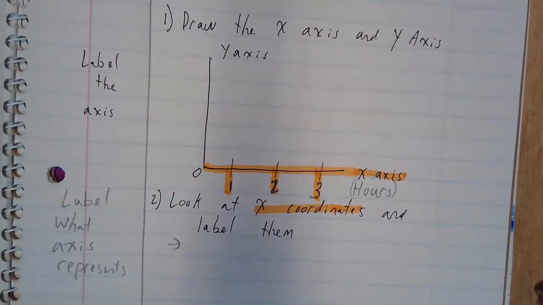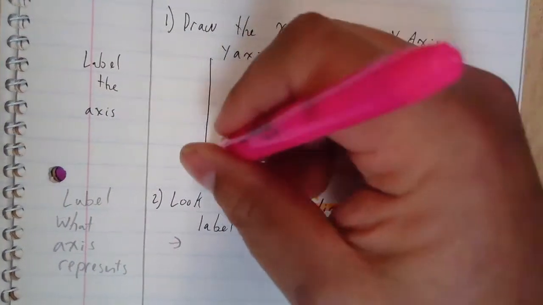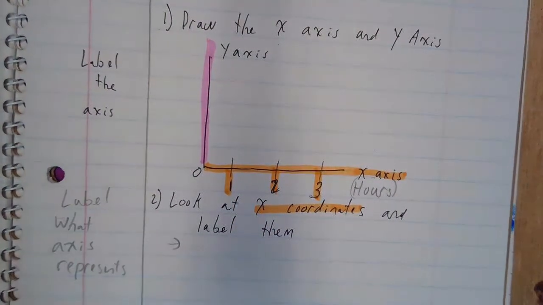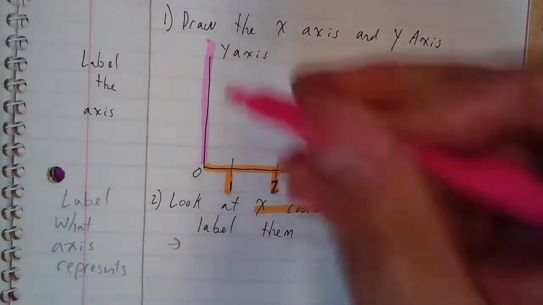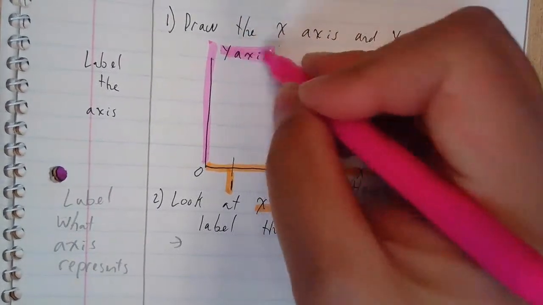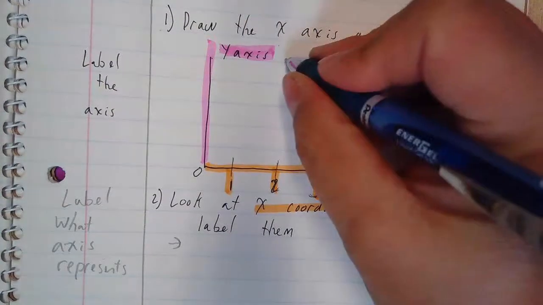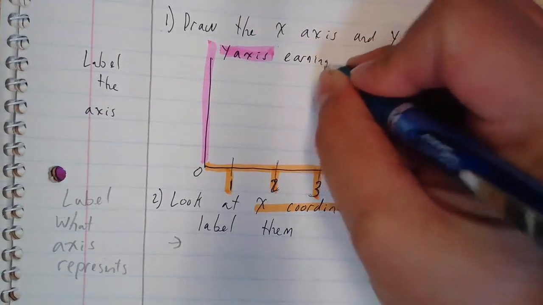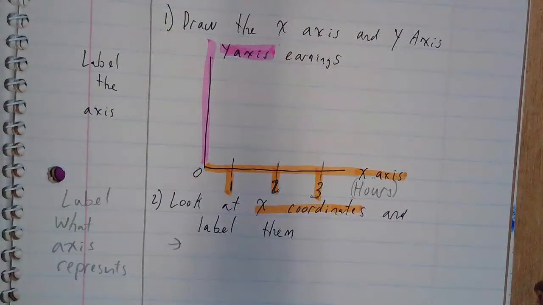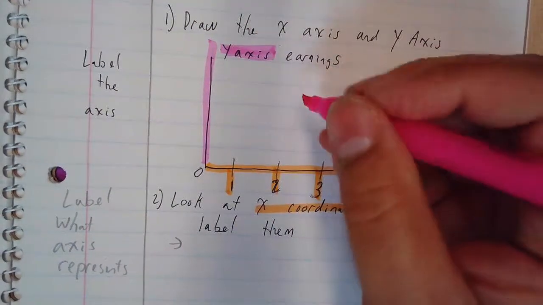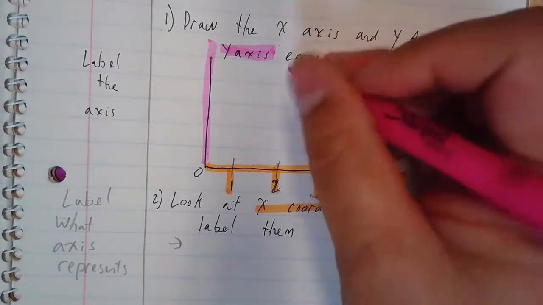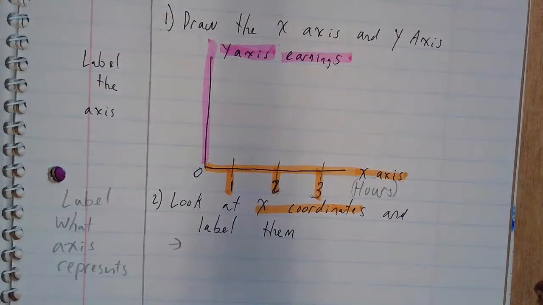All right, now we have the y-axis. And the y-axis represents what? What does it represent? Money, earnings. It is a lot of work. I will grant you that. It is a lot of work. But once you get the hang of it, it's not as bad as it looks, okay? Now, I know the book doesn't have you do as much work as I'm showing you right now, but you kind of have to.